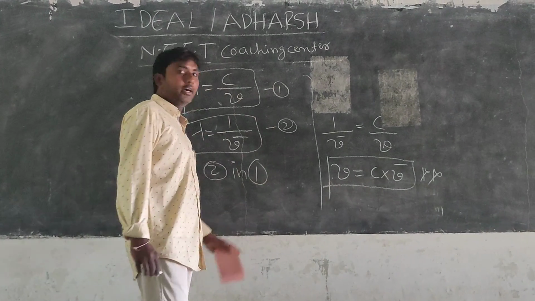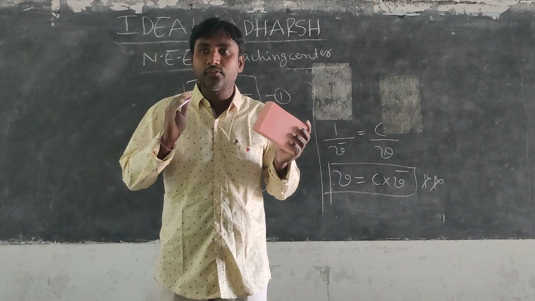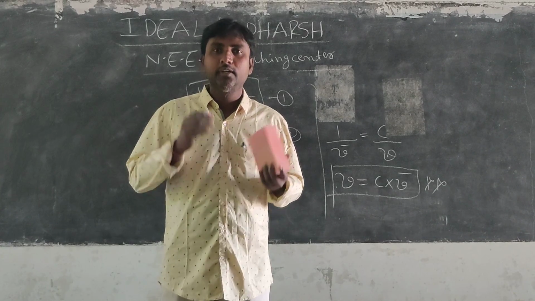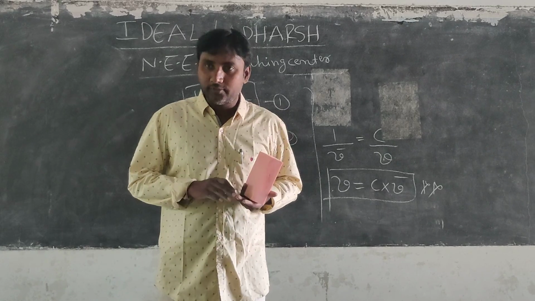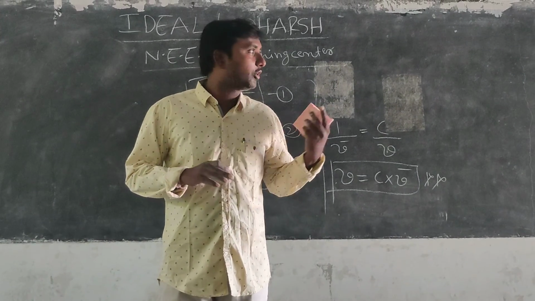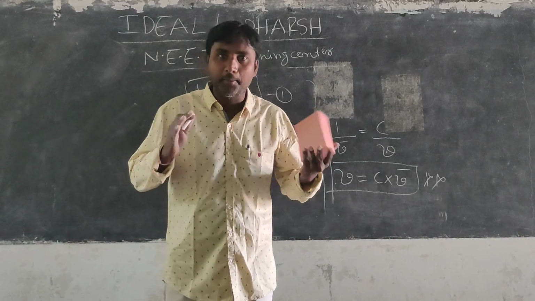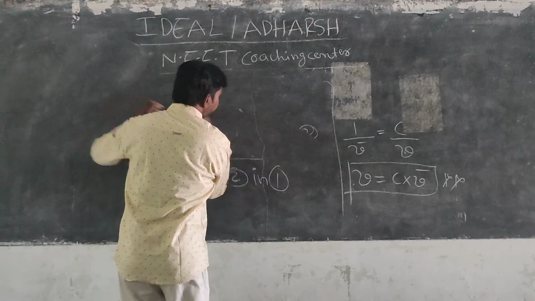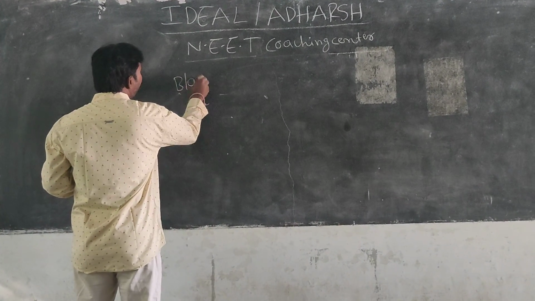These are the characteristics of waves. What are the characteristics? Wavelength, wave number, frequency, velocity. Again, we have studied the relation between them. Maxwell explained it. What is a black body?